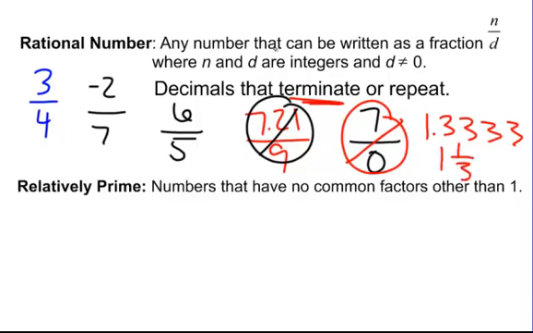So make sure you write this down. Any number that can be written as a fraction, n over d, where n and d are integers, numerator and denominator, and d is not equal to 0. Like these wouldn't work. And then decimals that terminate or repeat. All right, those are rational numbers.